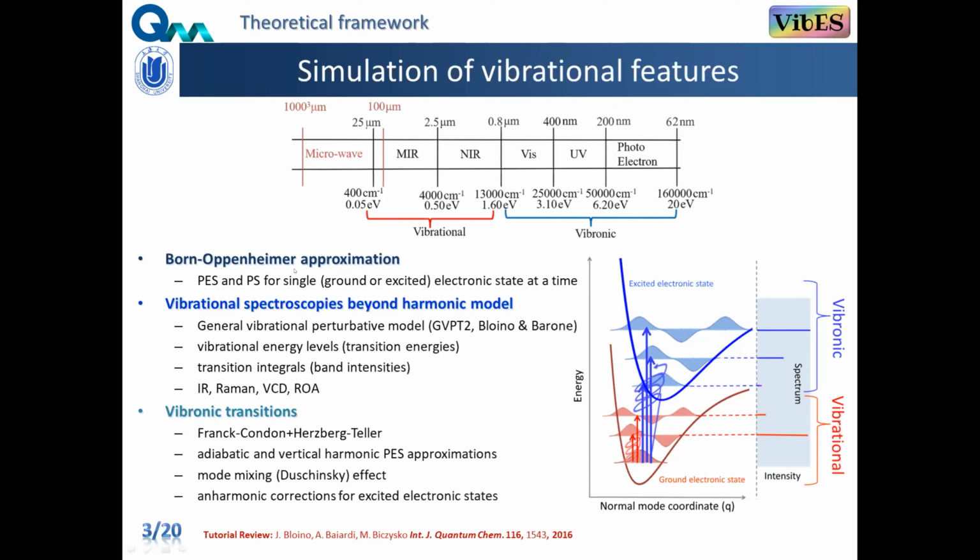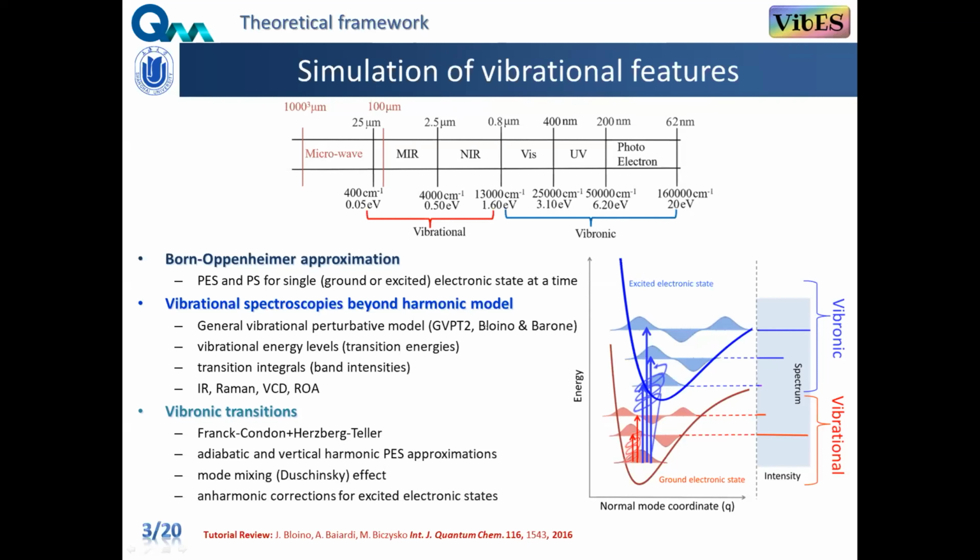We always deal with the Born-Oppenheimer approximation. So even if we are calculating a lot of different spectra in the broad range, in each case it is just two potential energy surfaces at a time. So each potential energy surface is calculated separately, and the transitions are always just between the two potential energy surfaces.